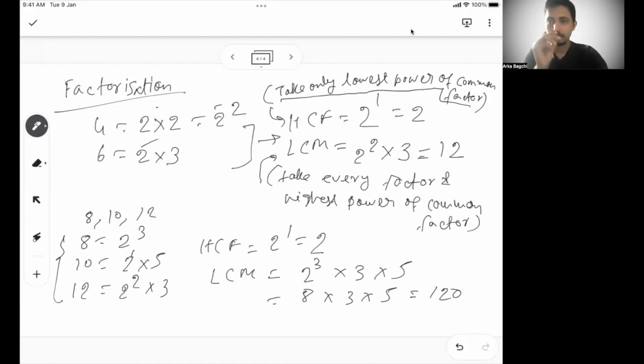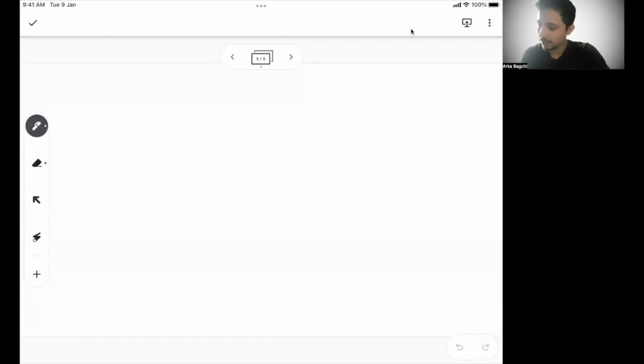So this is another way of doing it. There is the division way, and the other one is the factorization way. Both ways you can do HCF and LCM, and you should get the same value. Okay. Now, this is the way of calculating HCF and LCM. The next part is basically coprime and properties.